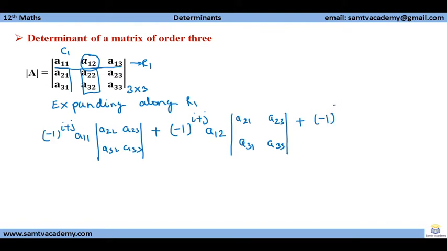This will make our sign (-1)^(i+j), and A13. Now A13 is there, so we have to leave this element's row. So this row will be left and this column will be left out. So we are left with these 4 elements. So we will write here A21, A22, A31 and A32. Now how to solve? Okay, here equal will come.